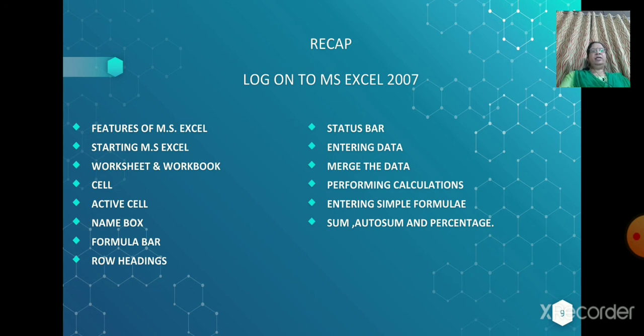Now we have learned how to merge cells, right? And merging cells, then performing calculations. We have learned 3 ways we can calculate sums, right? First of all, cell numbers and the plus sign. The second method is the equal to sum function, and the third method is using auto sum.